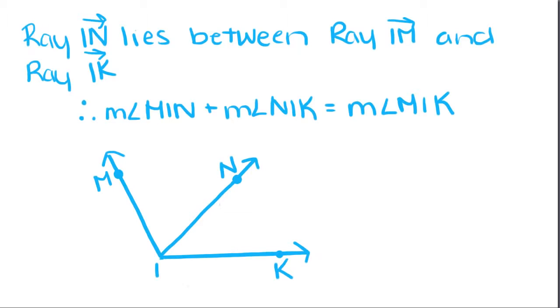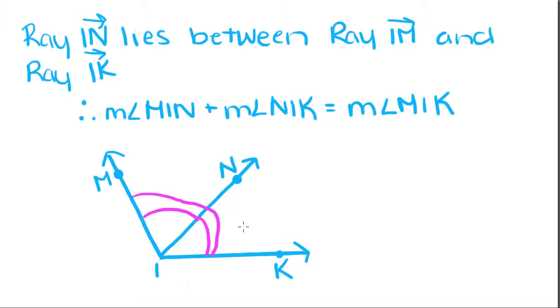Okay, so now that we know that, we're going to go on to something else, which is called the addition property of angles. So, we have ray IN, which is this one-directional line right here, and it lies between ray IM and ray IK. So, that means that the measure of angle MIN plus the measure of angle NIK equals the measure of this entire angle.